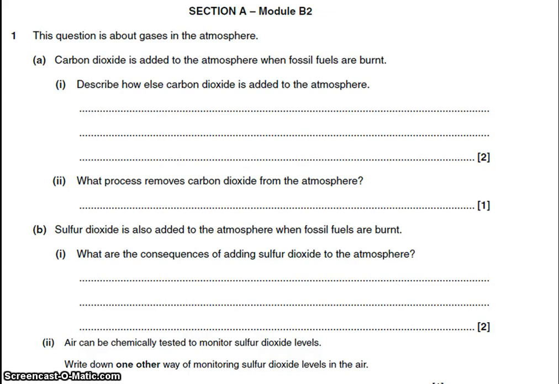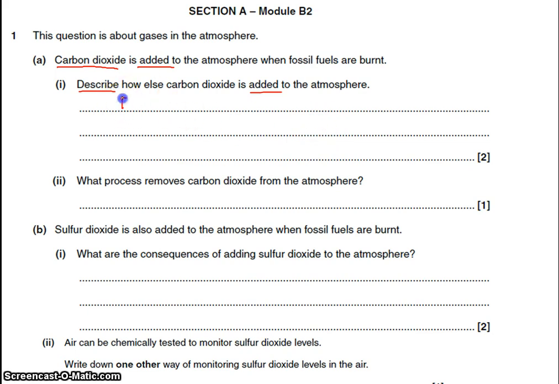This is the B2 section of the January 2013 paper. So, the first question is about gases in the atmosphere, and specifically it's about carbon dioxide being added to the atmosphere when fossil fuels are burnt. The question says, describe how else carbon dioxide can be added to the atmosphere.